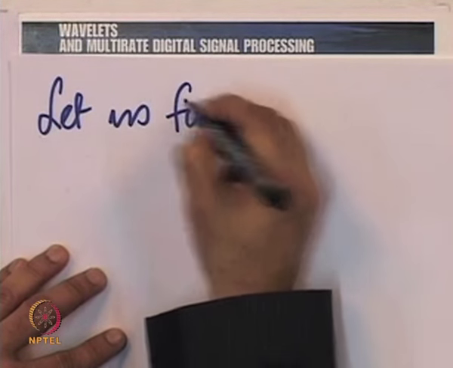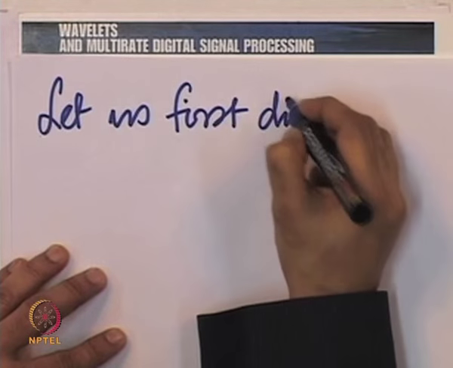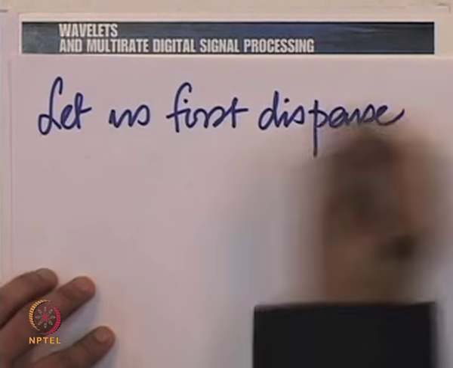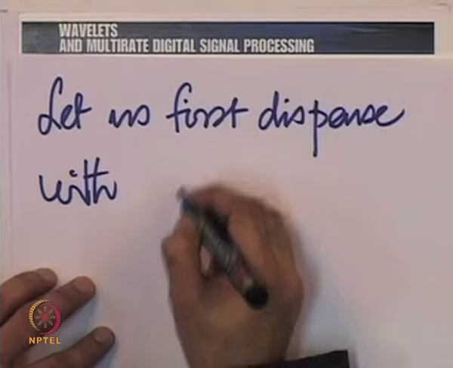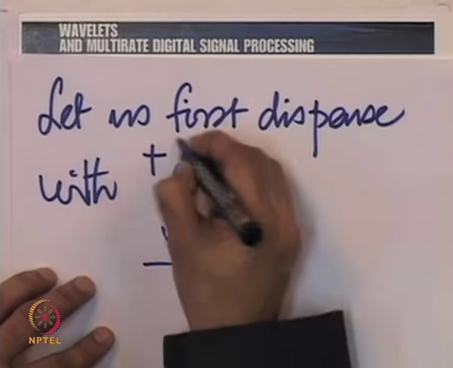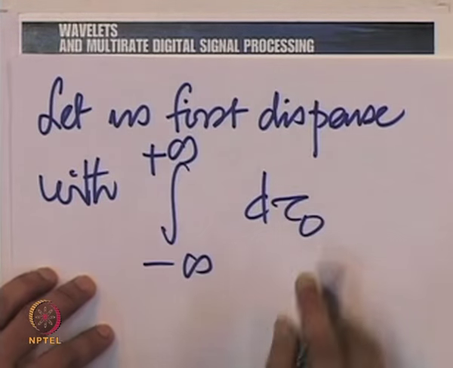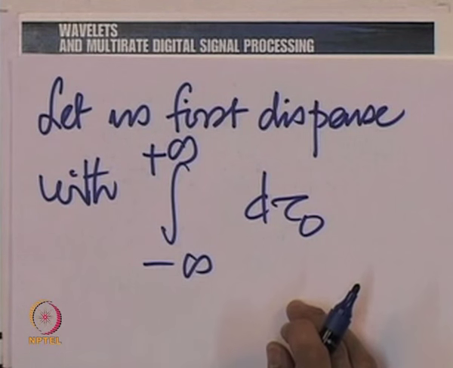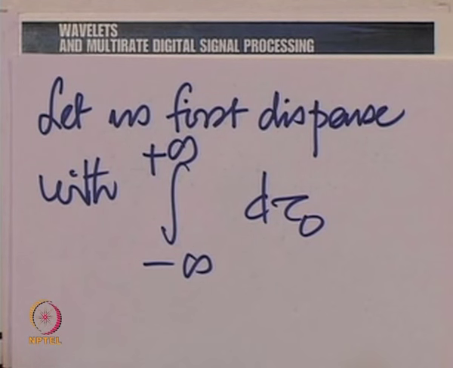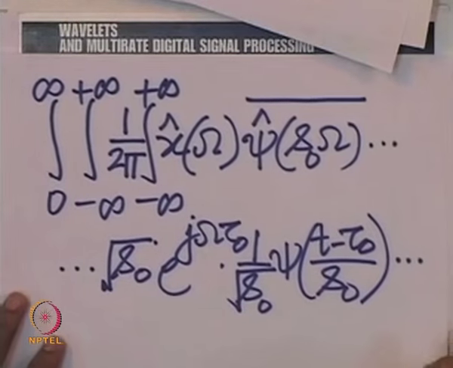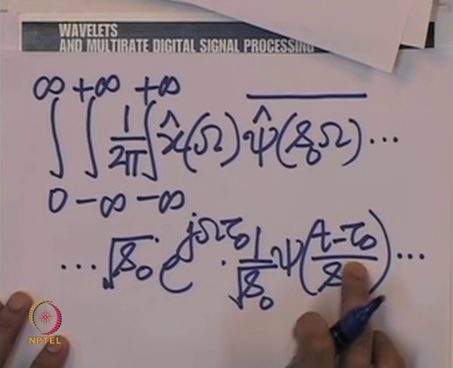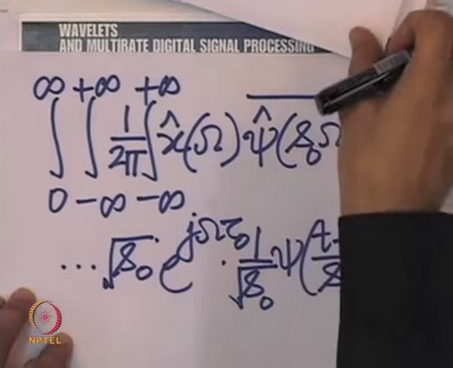Let us first dispense with the integral on tau naught. And therefore let's identify the parameters or the functions that depend on tau naught. And those are essentially the following. So let me identify them. They are essentially this and this, that's all.